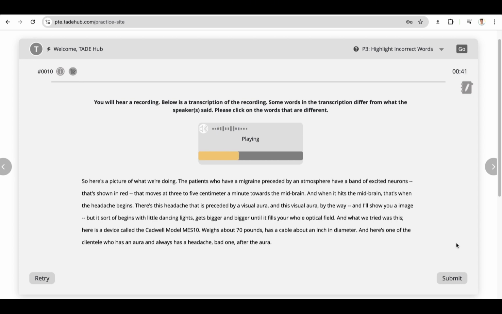There's this migraine that is preceded by a visual aura, and this visual aura, by the way, and I'll show you a picture, but it sort of begins with little dancing lights, gets bigger and bigger until it fills your whole visual field. And what we tried was this. Here is a device called the Cadwell Modems 10. Weighs about 70 pounds, has a wire about an inch in diameter. And here's one of the patients who has an aura and always has a headache, bad one, after the aura.